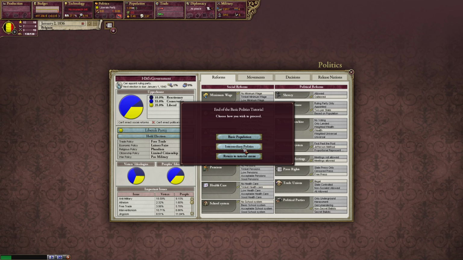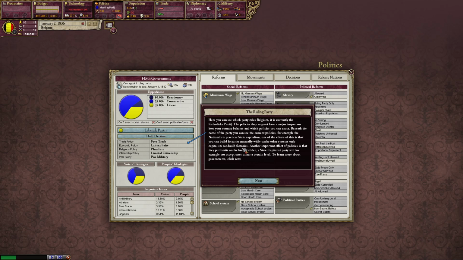Okay, let's go to intermediary politics. Here you can see which party rules Belgium. It is currently the Catholic Party. The policies they support have a major impact on how your country behaves and which policies you can enact. Under the name of the party, you can see the current policies.